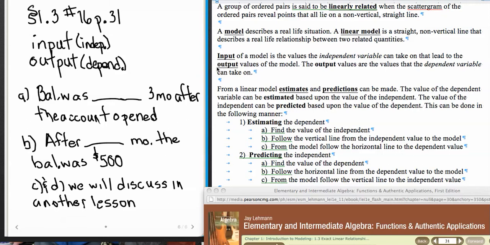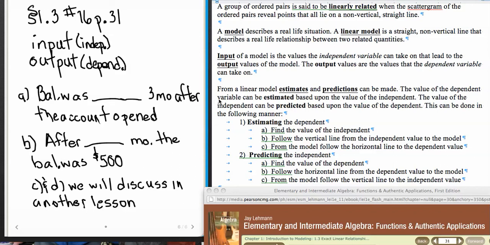Now, we're going to add to our names for independent and dependent variables. We're going to name the independent variables also as inputs, so values that can be input into a model are the values that the independent variable can take on, and they lead to the output values of the model, and the output values are the values that the dependent variable can take on in a model.